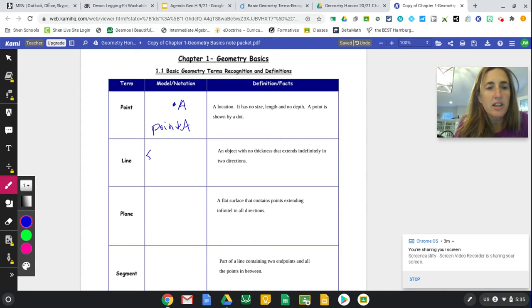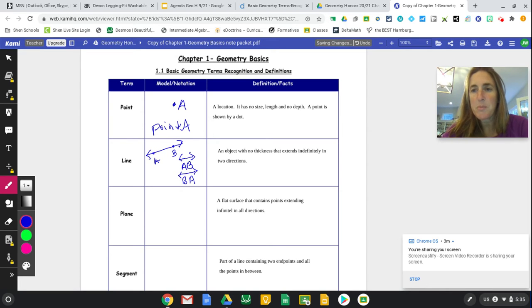A line is an object with no thickness that goes on indefinitely in 2 directions. So if I were to draw a line, it would have to have arrows on both ends of it, and it would have to be made of 2 points. So maybe this is A and this is B. The notation for a line would be the 2 letters, either AB or BA. It doesn't matter the order of them, and you would draw the line picture above the top of it.